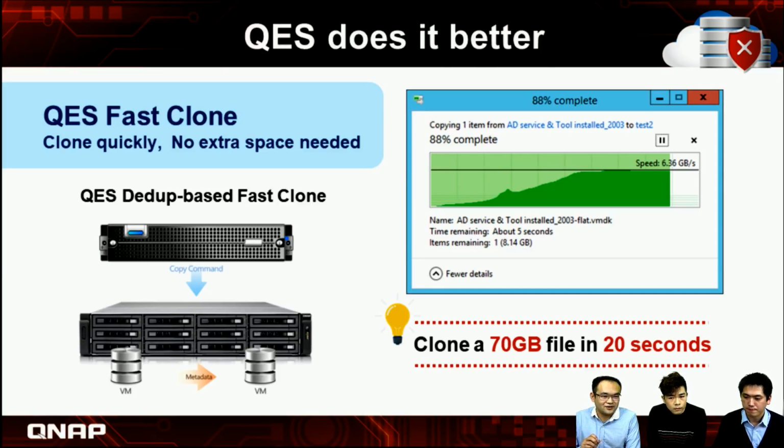QES Fast Clone is a dedupe-based fast clone. So when the server side sends the copy command to the storage, the storage can just modify the metadata and help you clone a file on the storage side. We ran a test to clone a 70 gigabyte file.